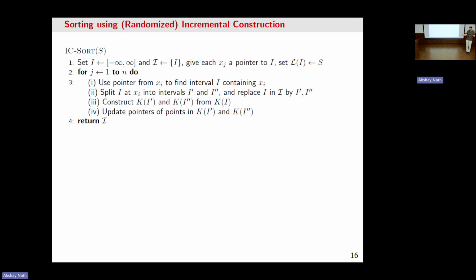Every point has a pointer to the list of its interval. I just follow the pointer. I know this is my interval, I know how to split it. Then I go over the old list one by one, check, and insert it into the list of the left interval or the list of the right interval. When it goes in this list, that point gets a pointer to this one. When it's here, that point gets a pointer to this. There's nothing complicated going on.